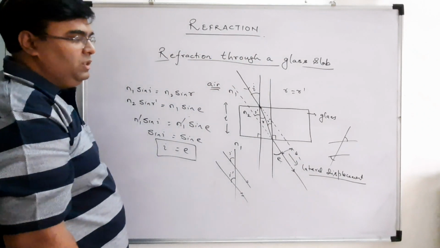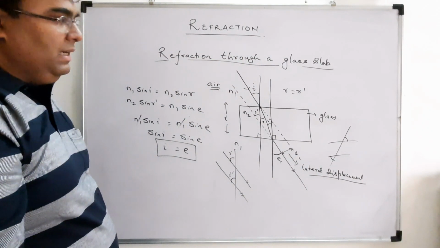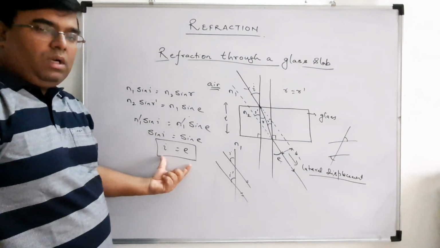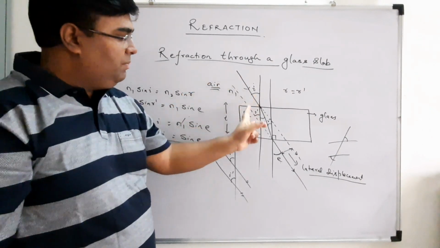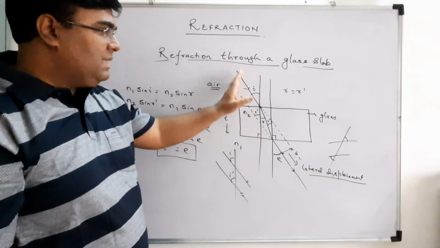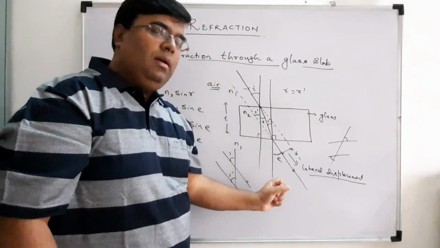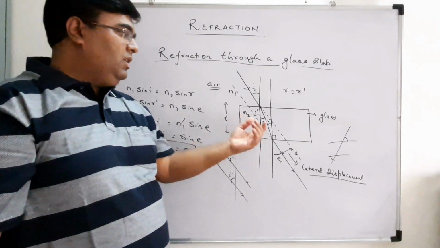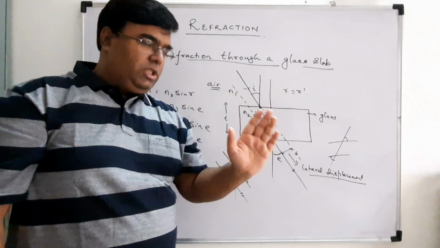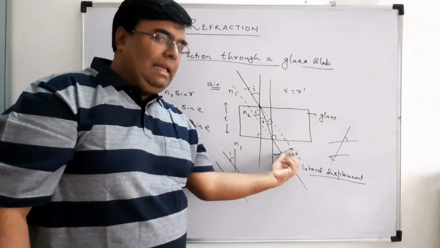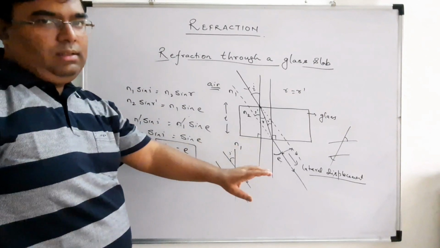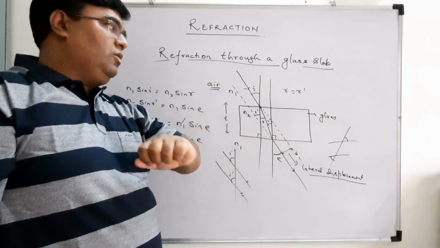Correct? This is known as lateral displacement. So understood? I is equal to E means what? That this incident ray is parallel to the emergent ray. You don't need to prove it, but just understand that these two rays are parallel to each other, but there is a shift in the direction, or you can say in the position. So this is what? Lateral displacement. Okay, we will calculate this lateral displacement also.